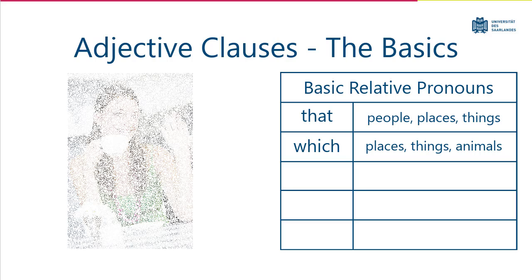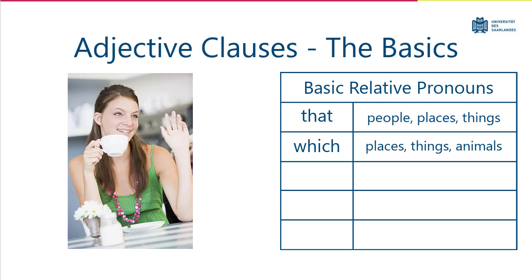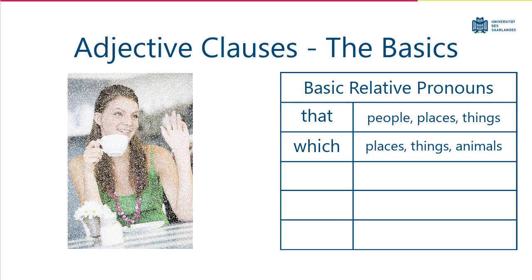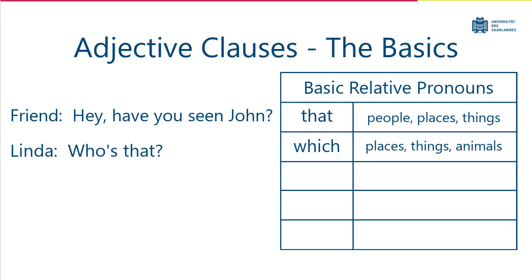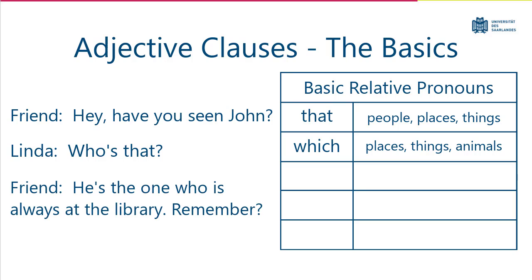Linda's friends seem to be waving her over to a table now. Let's follow her and see if we can add to our list of relative pronouns. As Linda sits down, she and her friends exchange greetings. Then one asks, "Hey, have you seen John?" Linda is puzzled. She can't remember John, so she asks, "Who's that?" Her friend replies, "He's the one who is always at the library, remember?" Aha! There we have our next relative pronoun, who. Unlike that and which, who is only used to describe people, and sometimes animals we're close to, like pets.